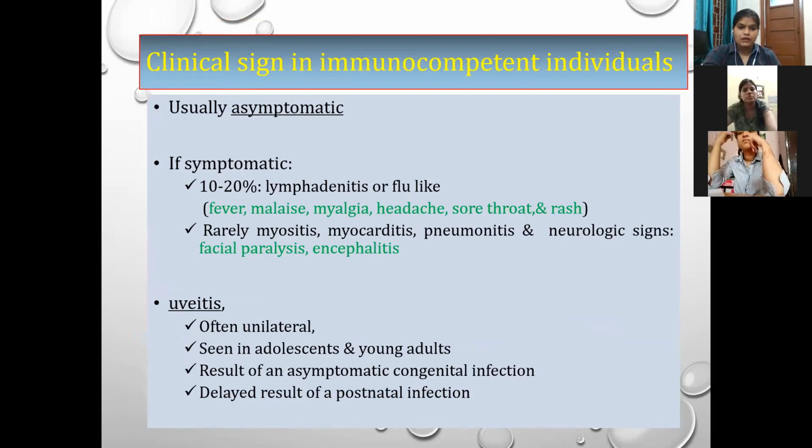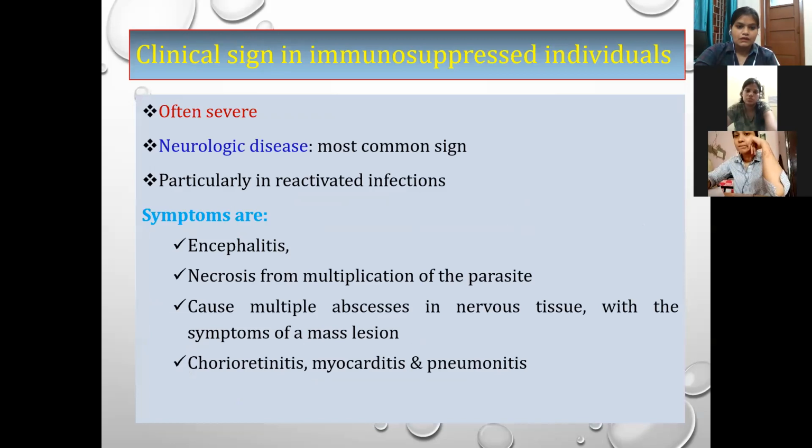These are the common symptoms you can observe in lymphadenitis. In 10 to 20% of the cases, you can observe lymphadenitis. Already we have discussed the signs. And uveitis is also an inflammation of the eye. So you can also observe uveitis in the immunosuppressed patient, just like in the congenital form. Again, it is the neurological disease which is most common in the immunocompromised person.